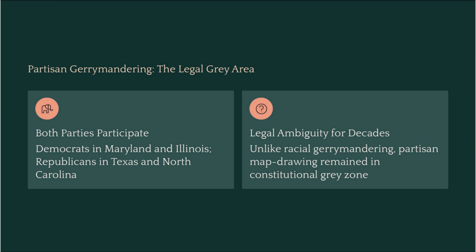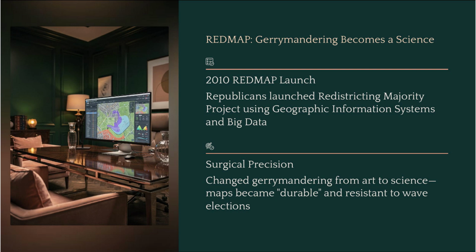For decades, the courts didn't know what to do. Is it unfair? Yes. But is it unconstitutional for politicians to play politics? That remained an open question, leaving mapmakers free to push the boundaries further and further. In 2010, the game changed forever. Gerrymandering moved from an art to a science. The Republicans launched a strategy called RedMap, Redistricting Majority Project.